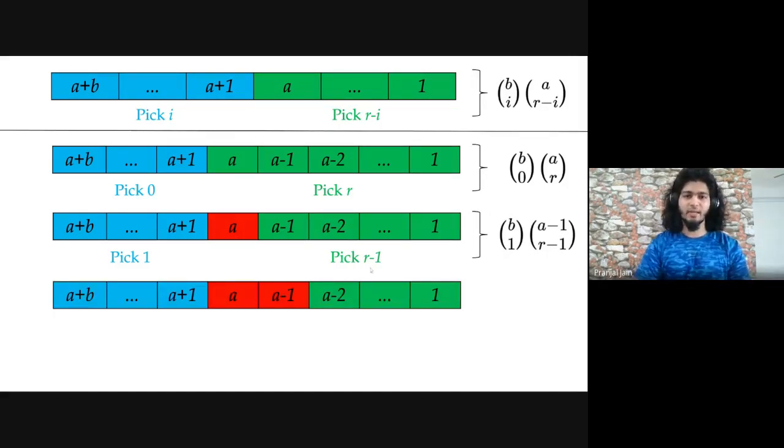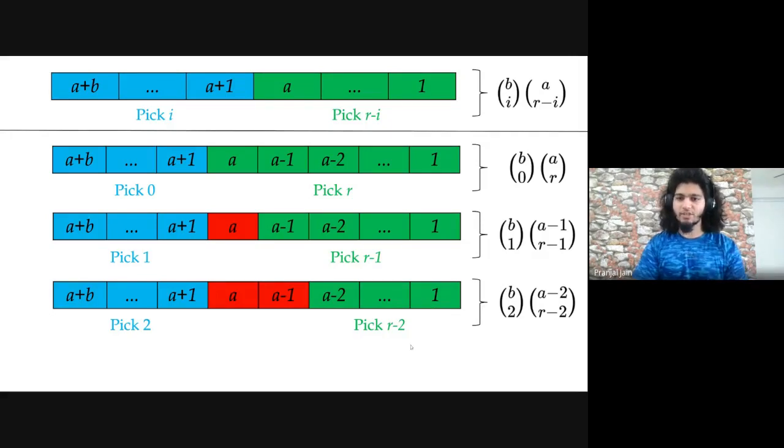And likewise, for the third term or second term, however you want to call it, you can pick 2 from the left and r minus 2 from the right. So now what you're doing is you're choosing 2 from b, so you get this b choose 2 term, and you're picking r minus 2 from a minus 2, so you get the a minus 2 choose r minus 2 term.